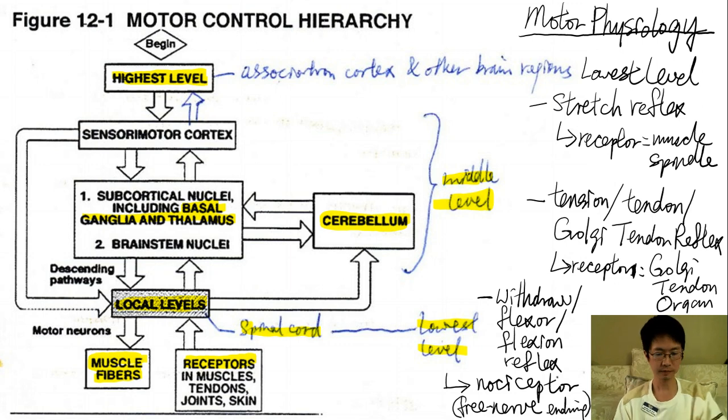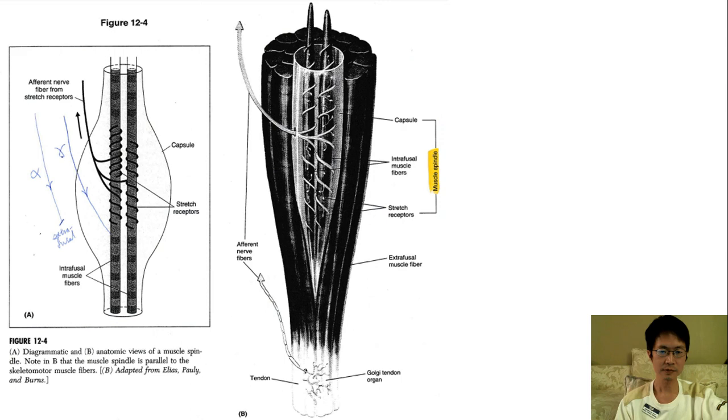Now, let's start with our first one, the stretch reflex. It is a very common one. Of course, we want to look at the receptor first. The receptor is the muscle spindle. I am running out of space, so I put it here. Muscle spindle. So what is the muscle spindle?